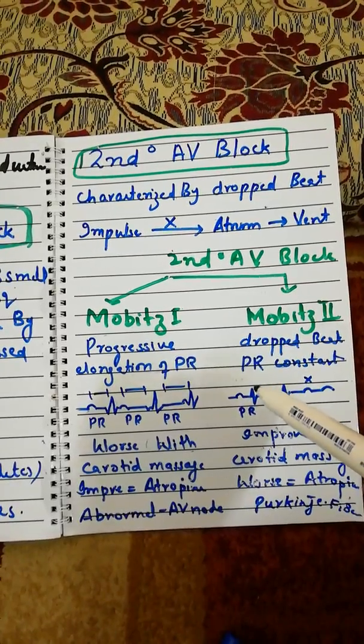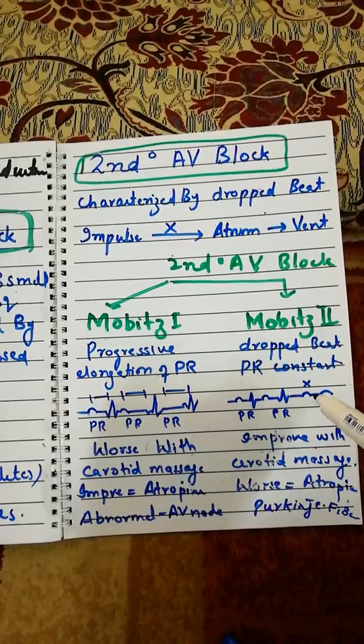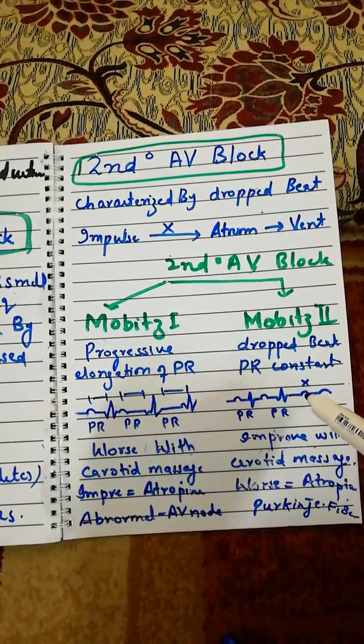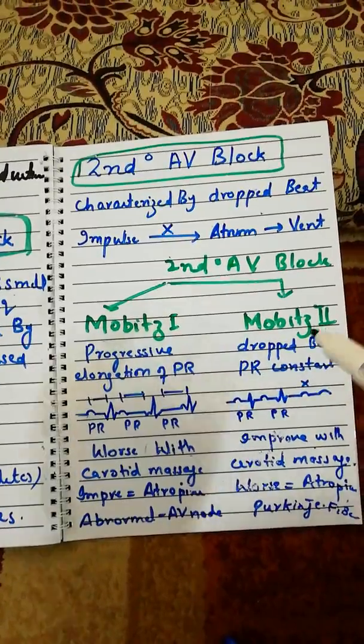In both of these, there is a QRS complex after the P wave, but here there is no QRS complex after this T wave. So here is a missed beat, it's type 2.